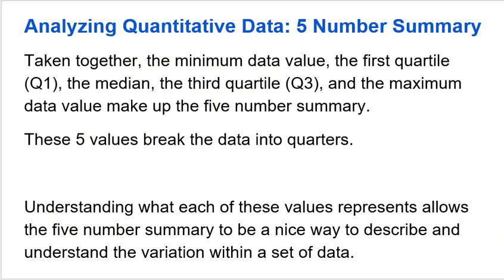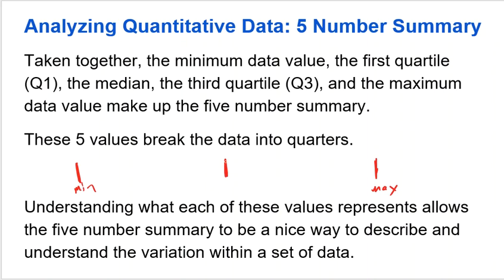All right, so first off, to make a box plot, you need what's called the 5-number summary. Taken together, the min, the first quartile, the median, which is also known as the second quartile, the third quartile, and the max make up the 5-number summary. Basically, these 5 values break your data into quarters. Think about your data in terms of a number line: we have the min all the way down here, and the max all the way up here.